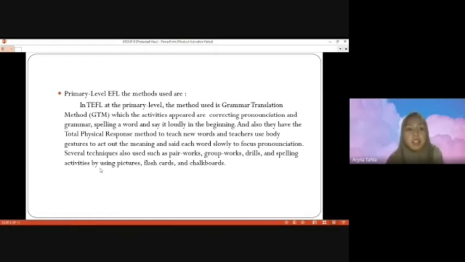Next, primary level EFL. At the primary level, the method used is the grammar translation method or GTM, where the activities are correcting pronunciation and grammar, spelling a word and saying it loudly in the beginning. And also they have the total physical response method to teach new words, and the teacher uses body gestures to act out the meaning and say each word slowly to focus on pronunciation. Several techniques are also used such as fireworks, group work, drills, and spelling activities using pictures, flashcards, and chalkboard.